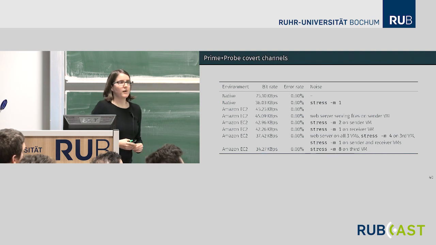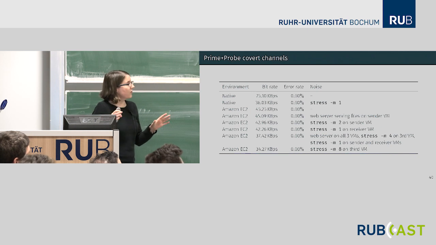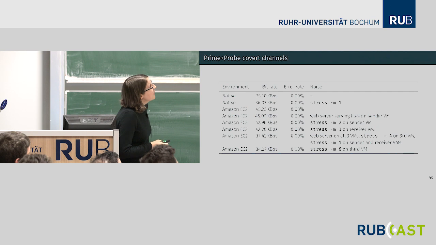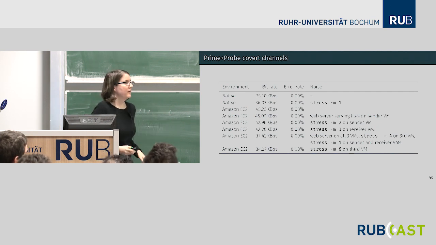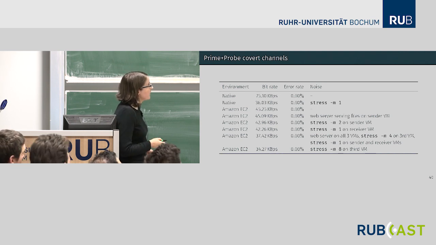We also did that on Amazon EC2. So we reserved 1 instance, and we launched some virtual machines on the same physical machine. And we managed to have a communication between 2 different instances that had basically no network communication between them. So in this case, without any noise, we managed to have 45 kilobytes per second.